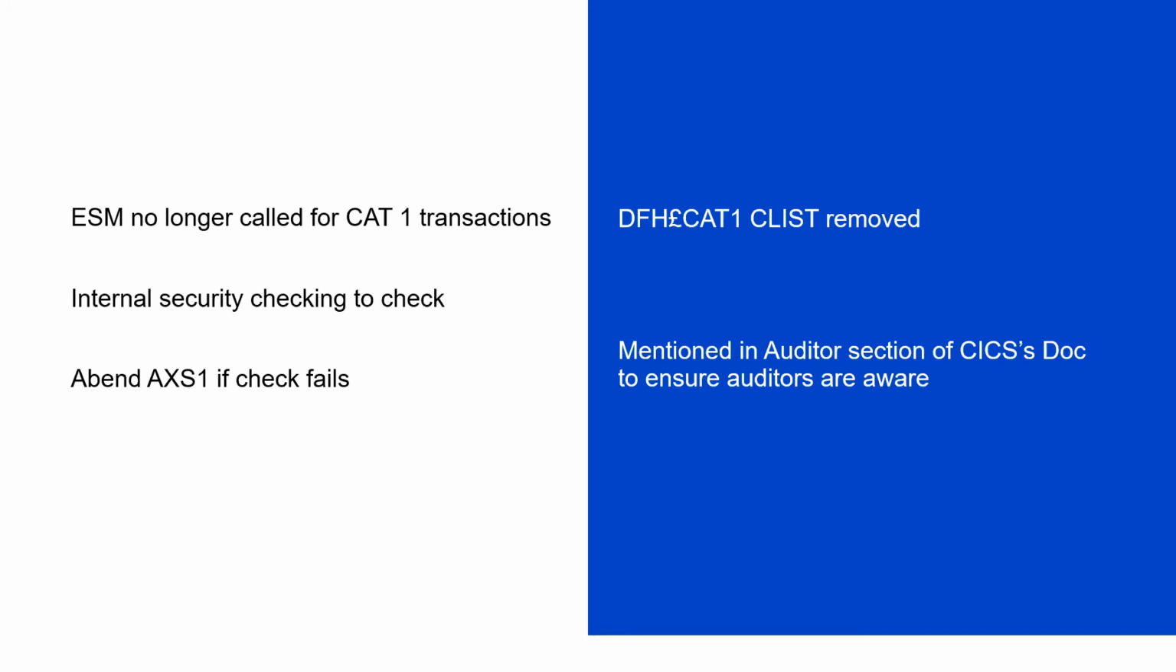Now, we've spoken to a number of auditors as well as part of our research work. And one of the things auditors look for is, have you secured your category 1 transactions, on the grounds that that's an easy thing for an auditor to check. So we've made it very clear and added a new auditor section in the CICS documentation, or really made it much clearer where the auditor section is, and specified that auditors do not need to do this anymore because CICS is secure, and explain why it's secure without the need for these security definitions.